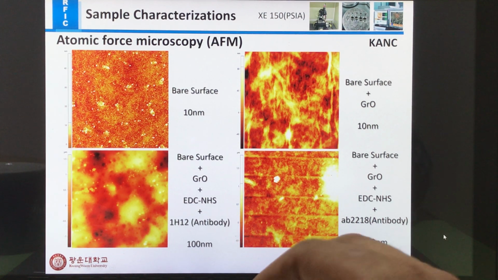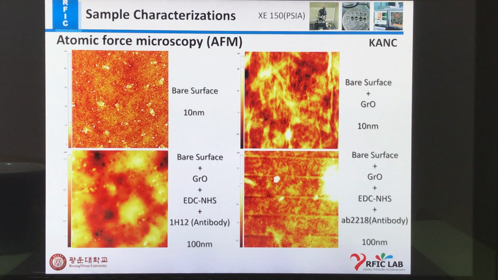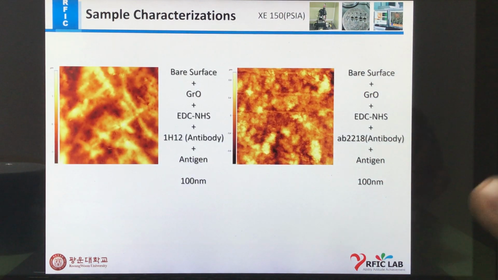And also the other side is AB2218. It shows the presence of antibody easily combined with the antigen in the presence of EDC and graphene oxide. So these are the morphological images with the antigen. It shows the kind of branches on the surface. It signifies the presence of antigen, and the red patches and the dotted kind of surface on the chip, then with the help of antibody.